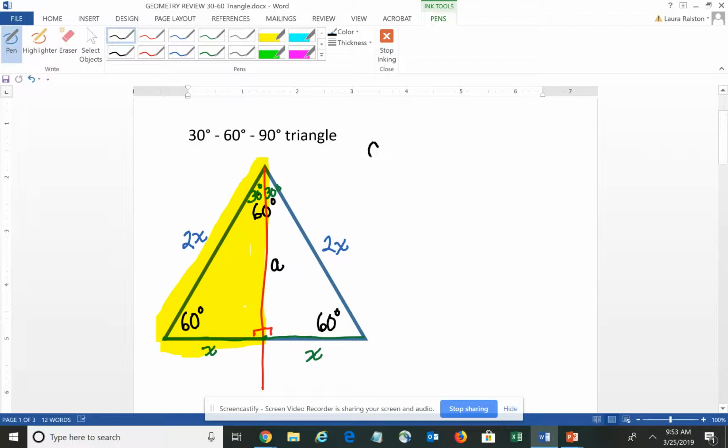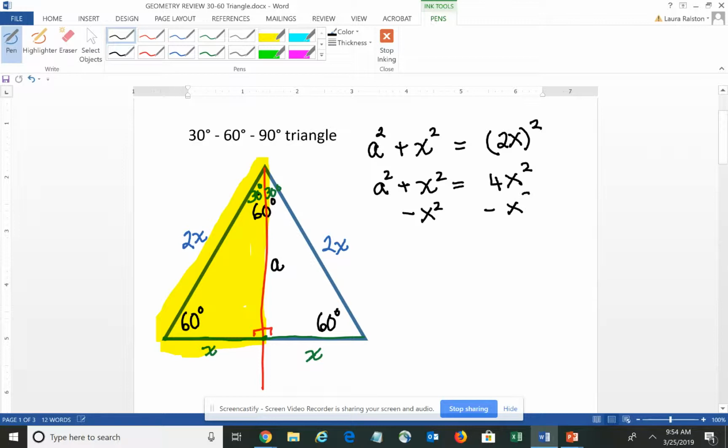So I have A squared, because that's one of my legs, plus x squared, the other leg, equals the hypotenuse squared. So I have A squared plus x squared equals 2x times 2x, which is 4x squared. I'm trying to solve for A, so I'm going to subtract x squared from either side to get the A by itself. So I have A squared equals 3x squared. I'm then going to undo the square by taking the square root. Again, I can ignore the negative because it's a length. So A equals x times the square root of 3. So my altitude has a length of x times the square root of 3.